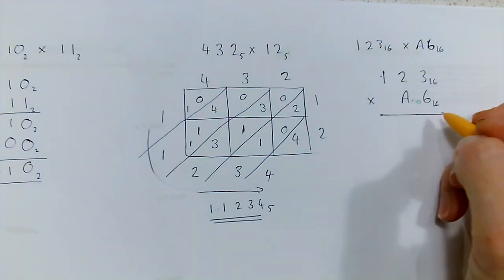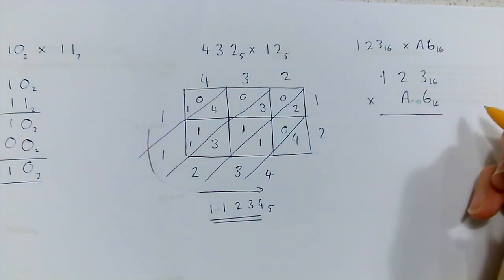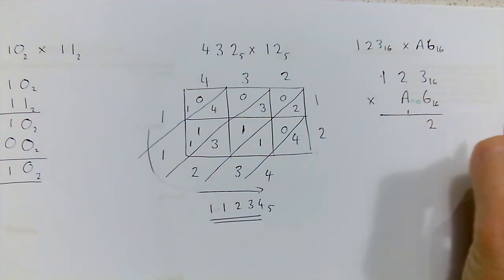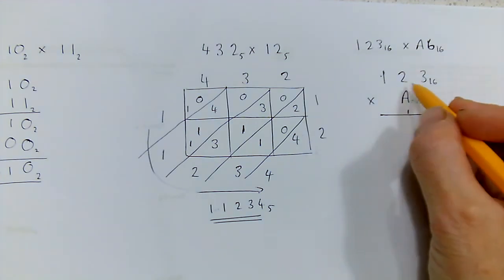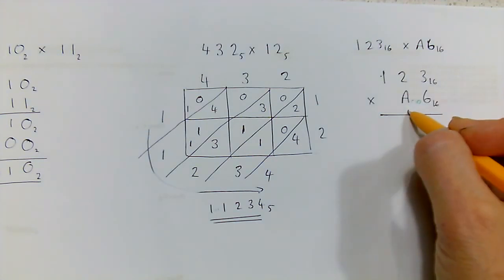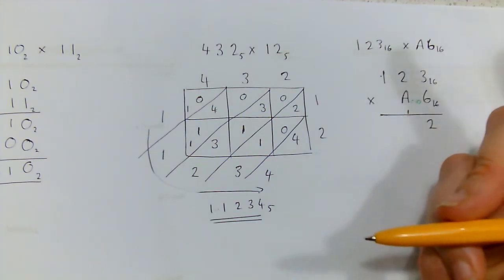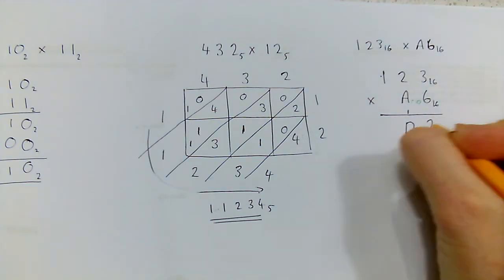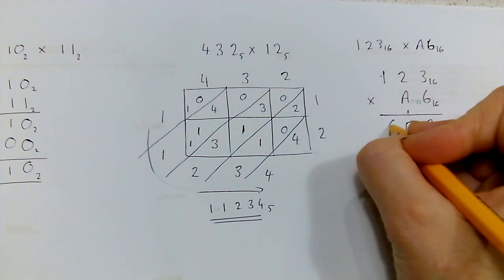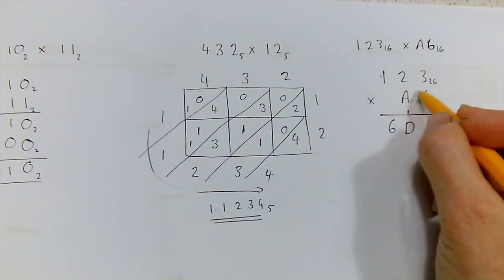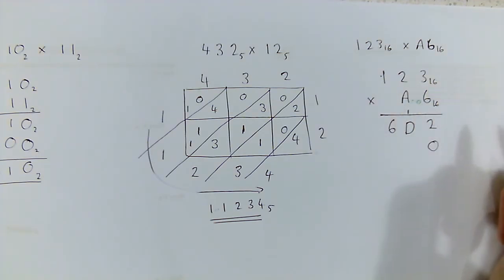6 times 3 is 18. Now that's more than 16, so we're going to have a 16 plus 2. Okay, 6 times 2 is 12, and 12 plus 1 is 13. So if A is 10, B is 11, C is 12, D is 13. And then we've got 6 times 1, which is 6. For our next column, we need to fill in 0 here because we're working one place value along.